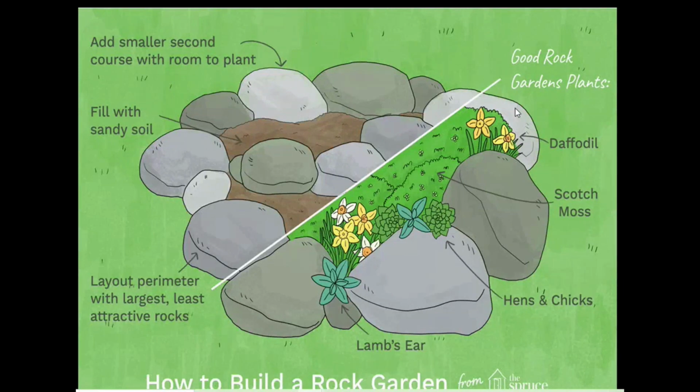Some will be just green and look beautiful. Some will produce different colors, orange, yellow, white, like that. This is how we can make use of these rocks for a rock garden.